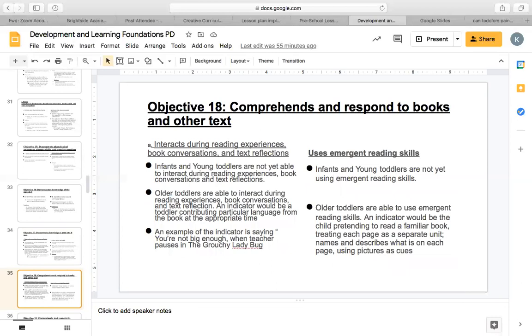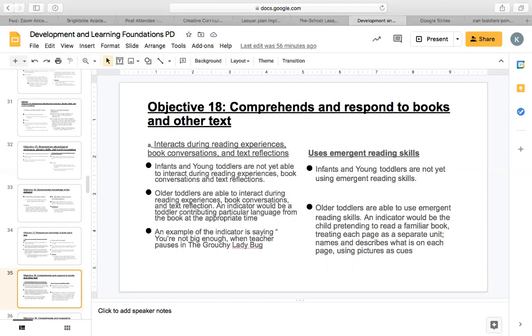Objective 18. Comprehends and responds to books and other text. Interacts during reading experiences, book conversations, and text reflections. Infants and young toddlers are not yet able to interact during reading experiences, book conversations, and text reflections. Older toddlers are able to interact during reading experiences, book conversations, and text reflection. An indicator would be a toddler contributing particular language from the book at the appropriate time.